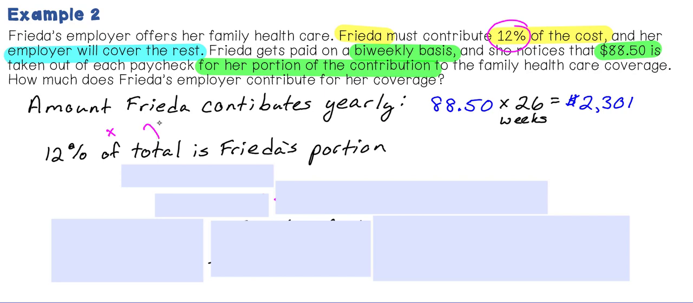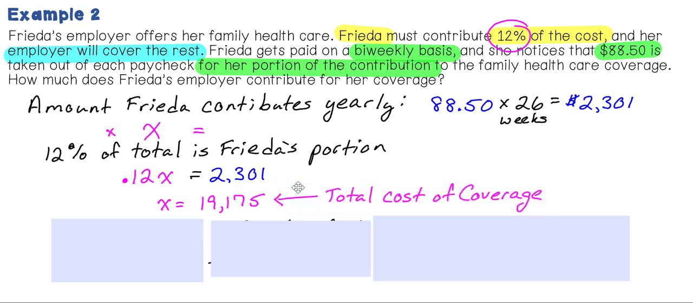Total, since we don't know what it is, would be X is equal, and then we just plug in the 12% where it's at and how much Frida contributed for the year. So that would be 0.12x equals 2,301. Solve for X, and the total coverage for the year is 19,175.